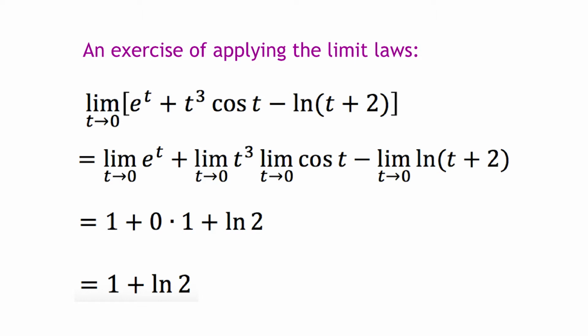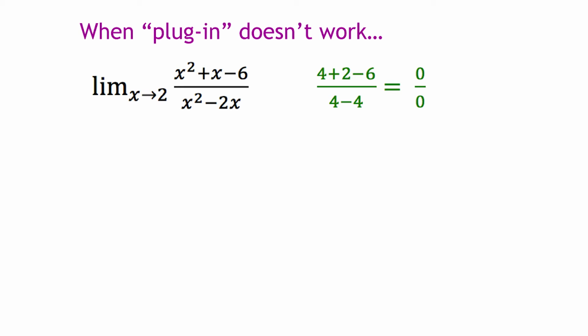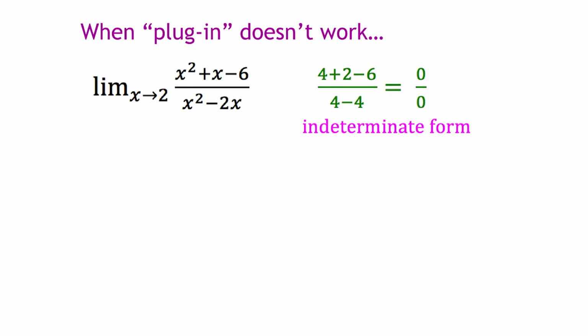Sometimes plug-in just doesn't work. For instance, in this problem, when we plug in x equals 2 to the original function, we get 0 over 0 as an answer. Now 0 over 0 doesn't have a definite value, even though we know that 0 over a non-zero constant is 0, and a non-zero constant over 0 is infinity. But 0 over 0 doesn't have a definite value. In calculus, we call this kind of form an indeterminate form.